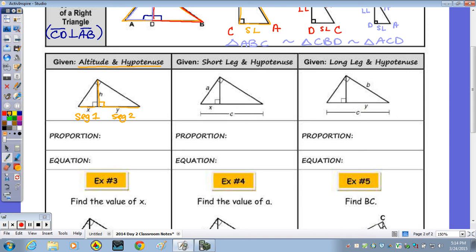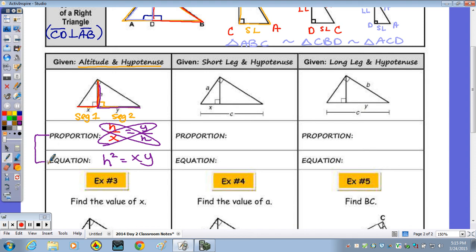So if I compare, again, long leg to short leg of the one on the left, I have h over x. And then again, if I do long to short in the other one, it's going to be long to short, which is y over h. When I multiply, h times h is h squared, which is equal to x times y. You can use the proportion or the equation, whatever you're comfortable with.